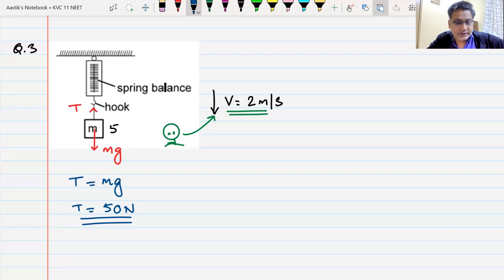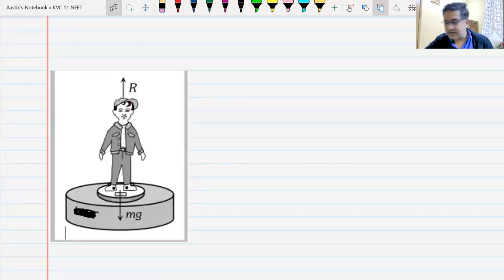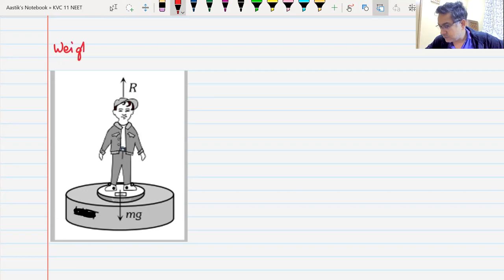So now we move on to the next and the last thing that we have to do in this chapter, and that is known as problems on weighing machine. Now, this is a man standing on a weighing machine. This small thing that you see here, this is the weighing machine.